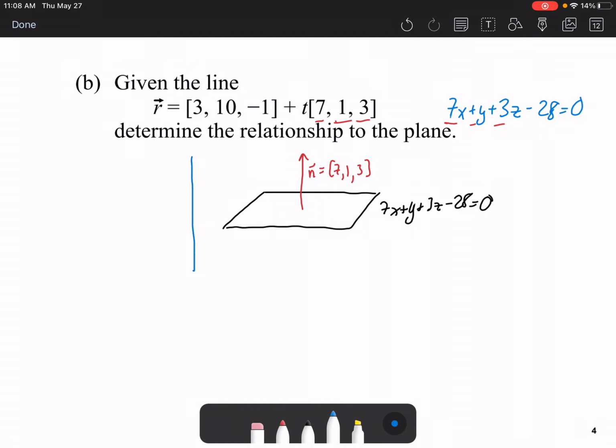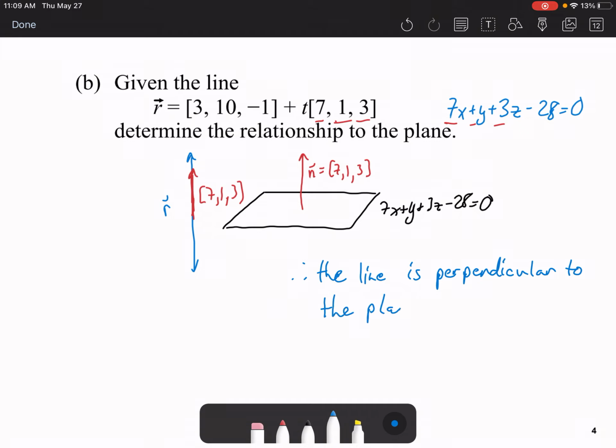Well, my line, given by the equation r, had a direction also of the same vector, exactly the same vector, (7, 1, 3). So what you can see right now is, therefore, the line is perpendicular to the plane, and therefore will intersect at one point. A little later we'll figure out how to find out what that point would be. At this moment, all we're doing is looking at how they compare to each other.